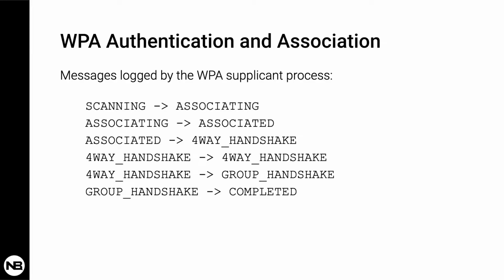Then in the association to four-way handshake is when they start the authentication phase of the connection. And then from the four-way handshake, they go to the group handshake, which is basically the exchange of the group shared keys that enable the Wi-Fi client to communicate in a multicast fashion, so one-to-many. And then, of course, if the group handshake is also successful, the process exits with the completed step.